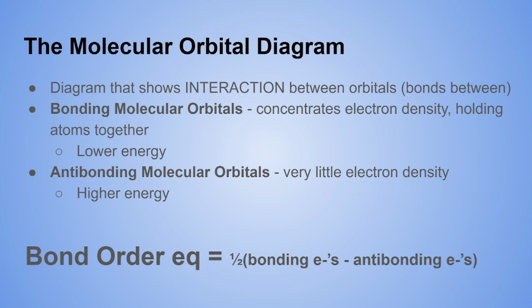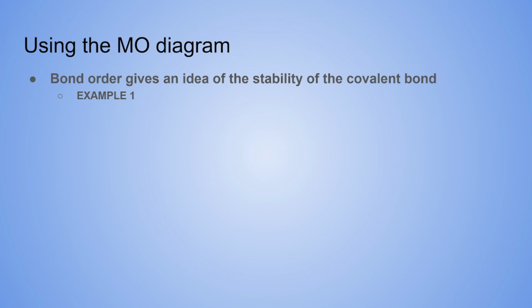With that model comes our bond order equation, which is 1/2 times the bonding electrons minus the anti-bonding electrons. So we're going to count the electrons within each orbital and put them into that equation, and it should give us an answer about how strong the covalent bond is. Okay, for our first practice model, we need to again know that bond order gives an idea of the stability of the covalent bond.